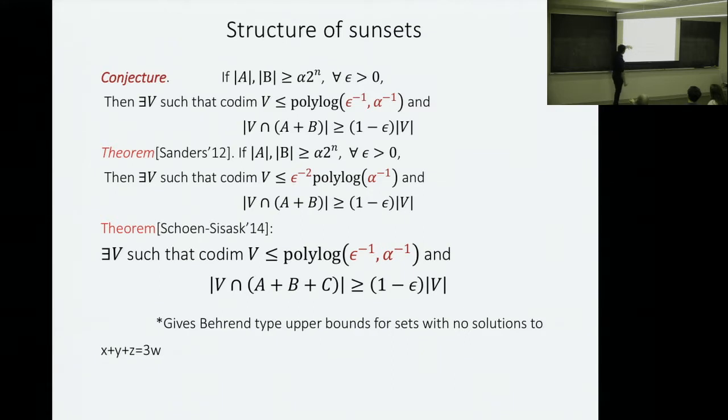And the result is actually stronger. Instead of just there exists one subspace, they say that for 99% of the translates of a subspace, all of those translates are mostly inside A plus B plus C. And they use this result to prove Bourgain-type upper bounds for sets with no solutions to the following equation: x plus y plus z equals 3.